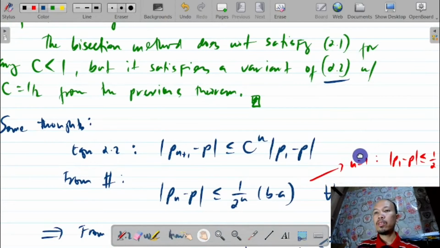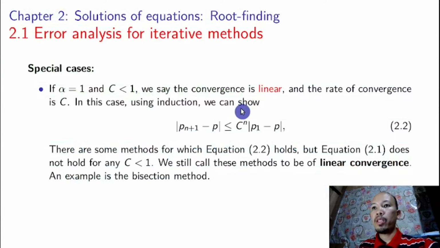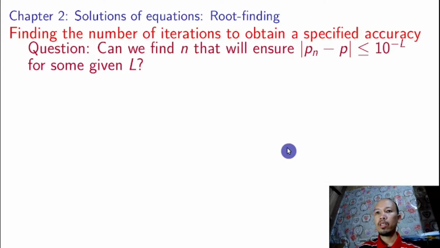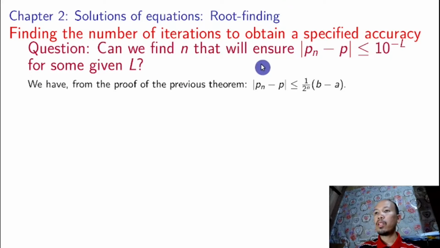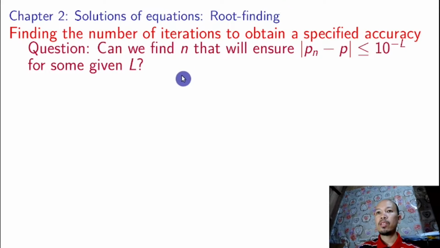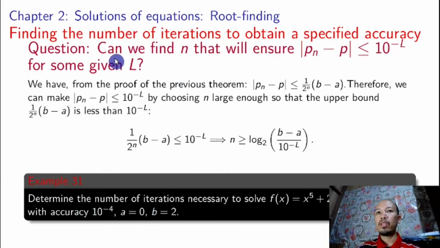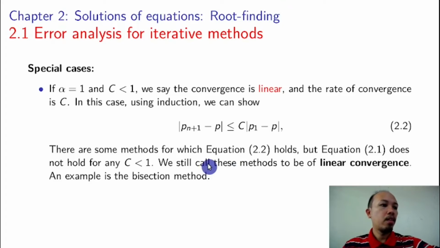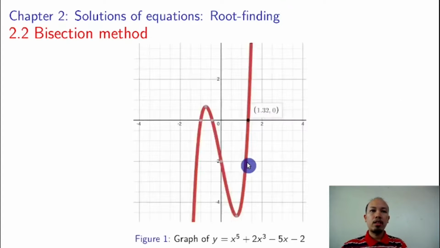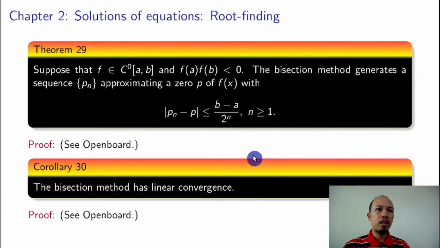Okay, so that's it. We are done with corollary 30, so the proof is in the open board. So we will proceed to discuss this slide here, and this slide will tell us how to get the number of iterations. Okay, this slide here. This is an example for this question. So that's it, the theory of corollary 30. This is the last one.